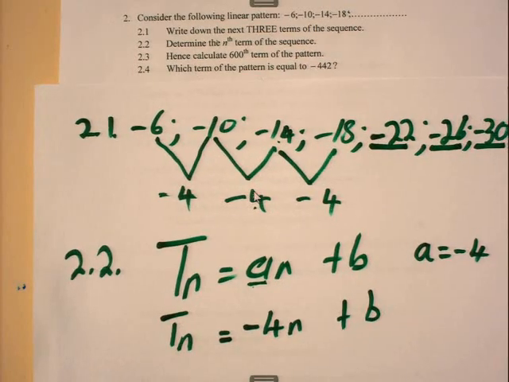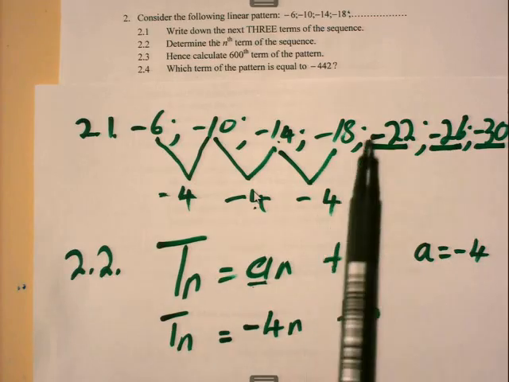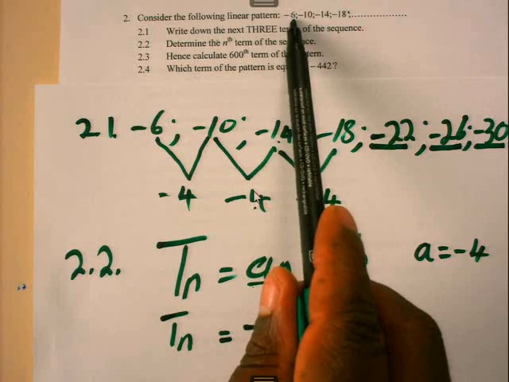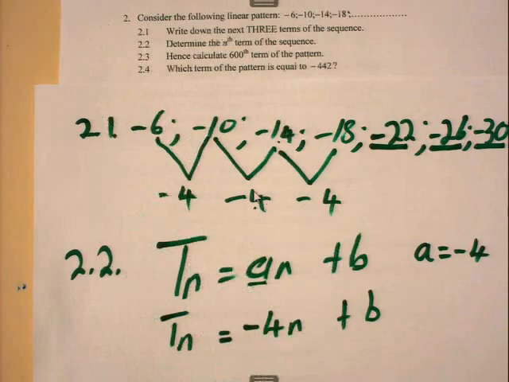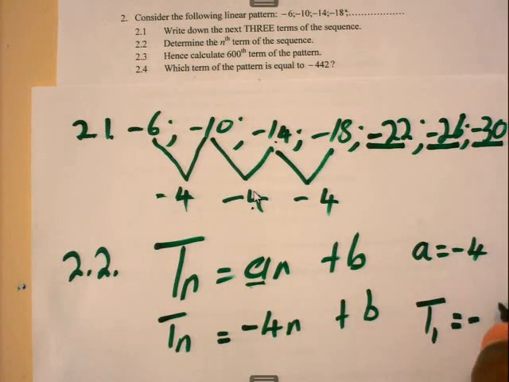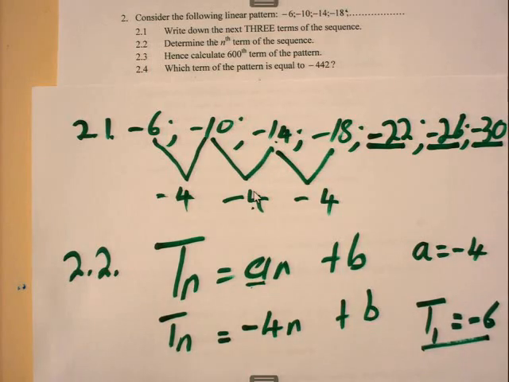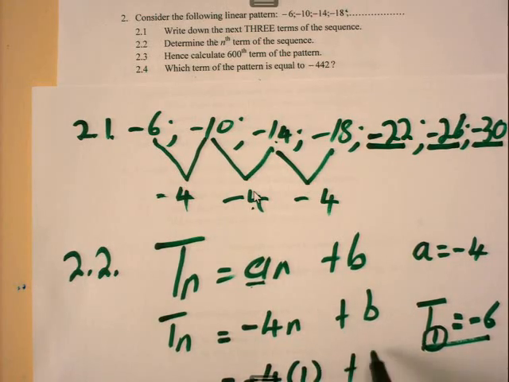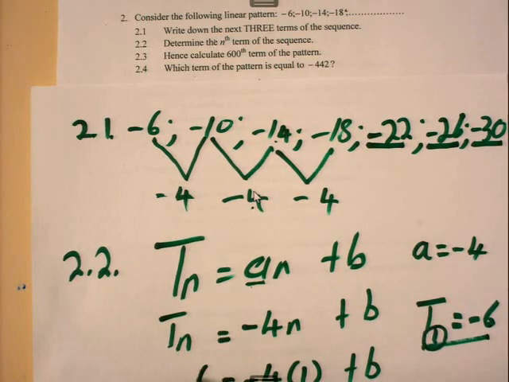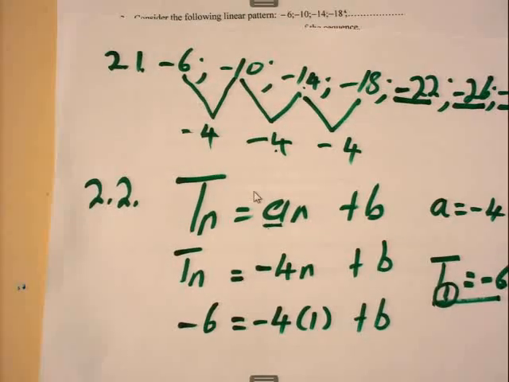So how do we determine the value of b? Check the first term of the sequence: -6 is our first term. It means term number 1 is equal to -6. For n, we substitute 1. So T1 is -4 times 1 plus b. But T1 is -6, so instead of T1 we put in -6.